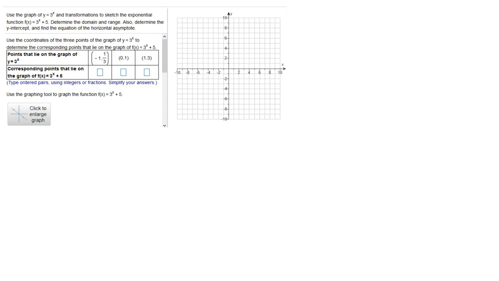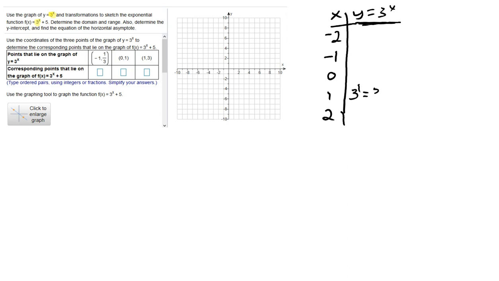Okay, so we want to graph the equation f of x equals 3 to the x plus 5 by using transformations. In order to graph with transformations, we have to know what the starting graph looks like, that 3 to the x. So let's take a minute and graph 3 to the x. I'm going to choose for x -2, -1, 0, 1, and 2. I'm going to substitute these values into the equation 3 to the x to see what those y values are.